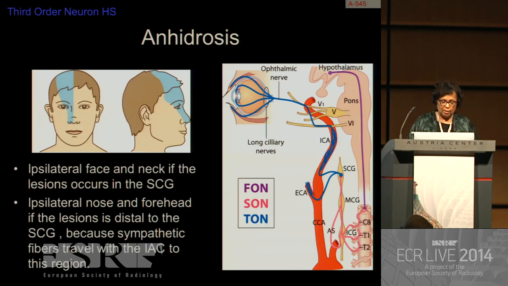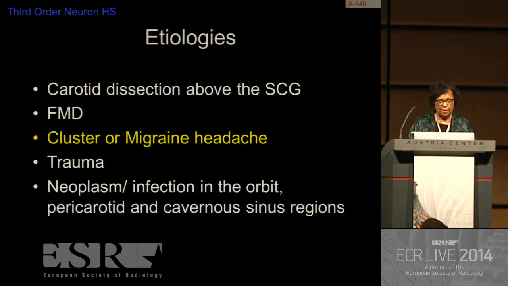So let's just look at that anhidrosis again. If the lesion is in the ganglion, you've knocked out all of the sympathetic fibers to the face and neck on that side. If the lesion is distal to the ganglion, you have to remember that the sympathetic fibers that supply the forehead and nose travel with the internal carotid on that side. So we've already alluded to a number of the etiologies: carotid dissection, sometimes fibromuscular dysplasia.